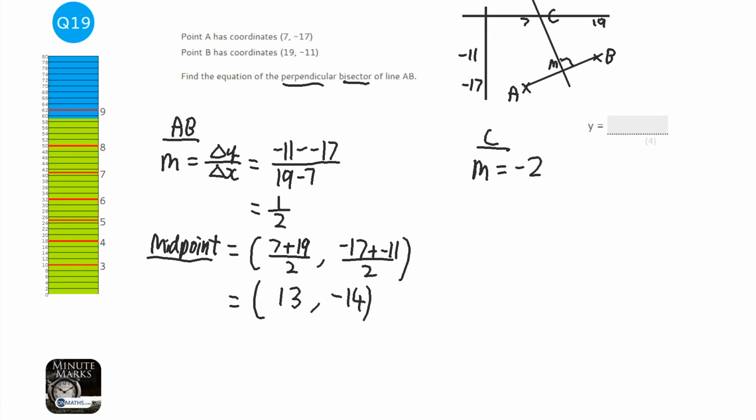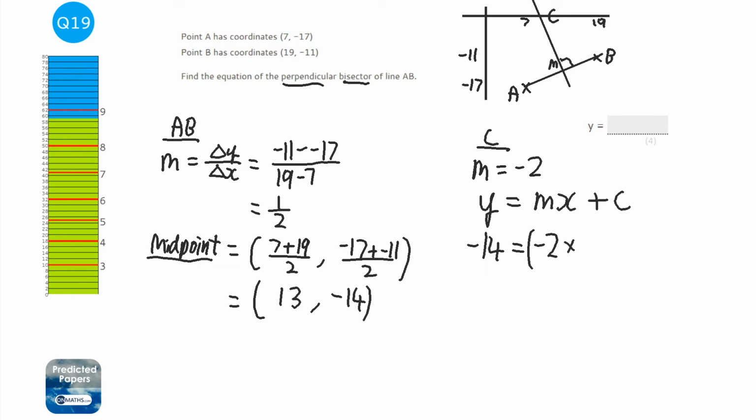So we've got the gradient. Now we know that a formula for the equation of line C is y equals mx plus c. We actually know the gradient and we know a point on that line, which was the midpoint of line AB. So we're going to feed in the coordinates. So it's minus 14. We know what the gradient is, minus 2. I'm going to put this in brackets, times the x coordinate, which was 13, plus c. And we just solve this to find out what c is.